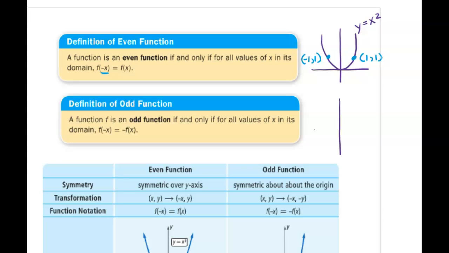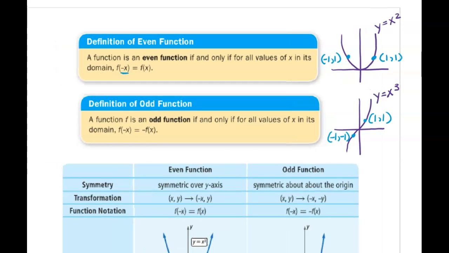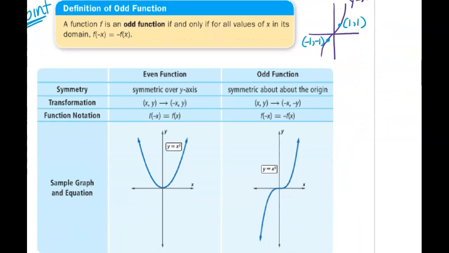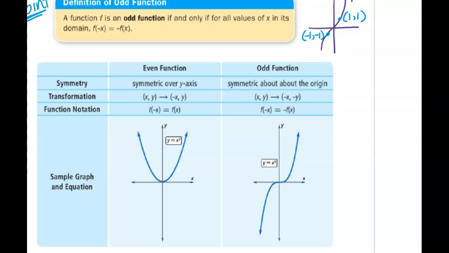For an odd function, if we look at y equals x cubed, if you put in a 1, you get 1. You put in a negative 1, you get negative 1. Basically, looking at this, even functions have line symmetry, odd functions have point symmetry. That's another way to think about it. Again, this is point and line. This is really just another way of showing what we just did.